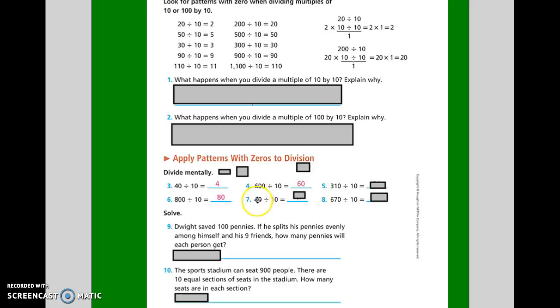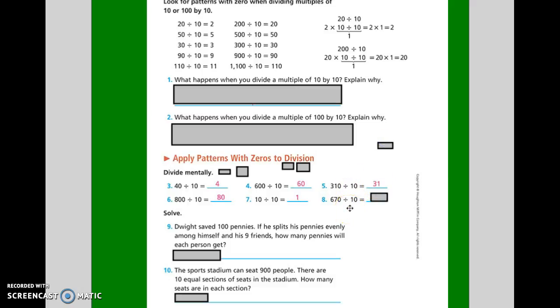Now when it's 10 goes into 10, how many 10s go into 10? The answer is 1, right? Because only one 10 can go into 10. Now these ones get a little bit more tricky. How many 10s go into 310? And again, this only works when they end in zeros. But again, I just get to drop 1 0. Since there's 1 0 here, I can drop 1 0 here. My answer is 31.